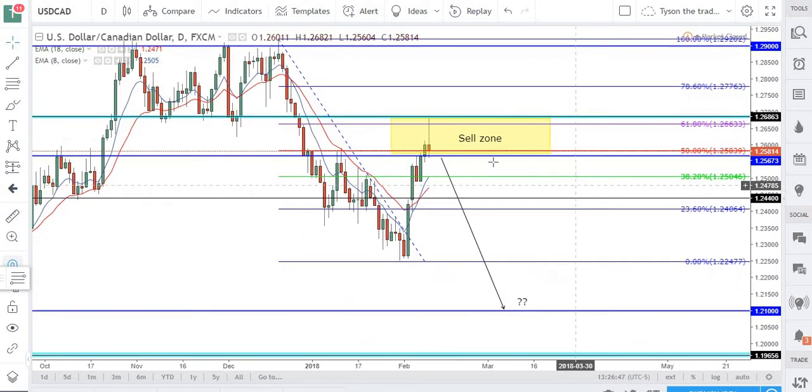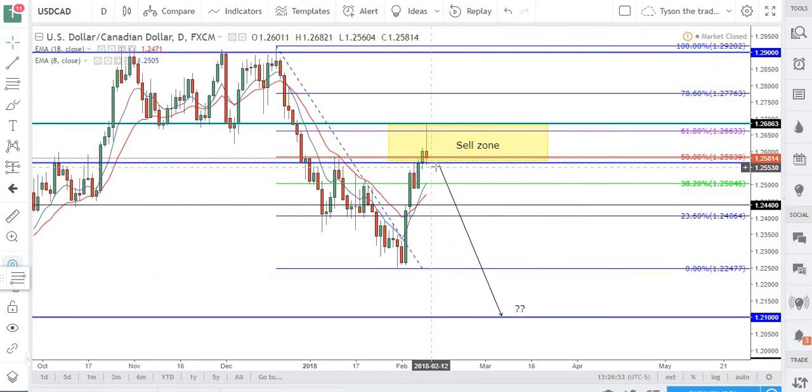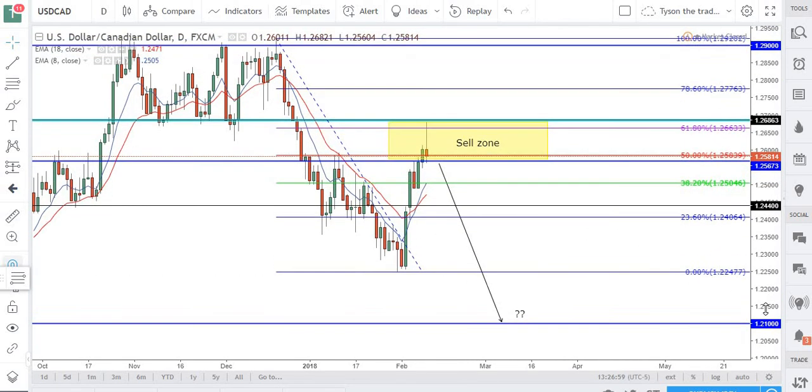We wouldn't be surprised to see this melting until 121, as long as we are able to break below this daily support level. So 121 is our target from here.